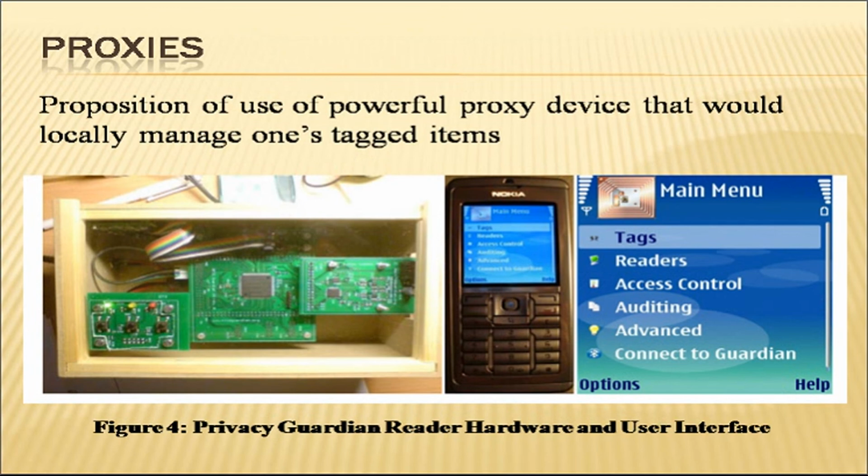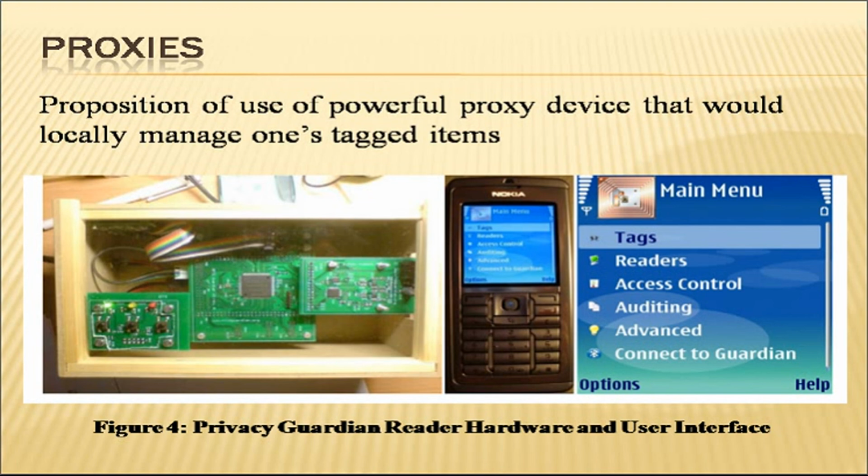Then we have got the next solution as proxies. So here we can have a device which is going to manage our tagged items. What we can do is incorporate an RFID reader into a commodity consumer device like our mobile phone or a wristwatch which we carry everywhere. So this device can act as a proxy for all tag interactions, individually blocking or allowing access to its owner's tagged items. So this can act like a smart blocker tag, setting individual passwords on items bought in the supermarket or resetting those items if given to others.